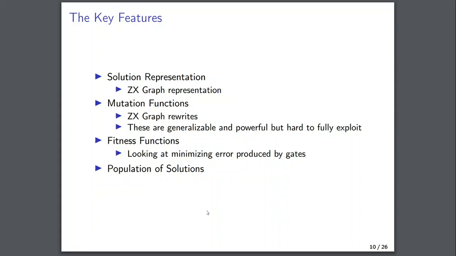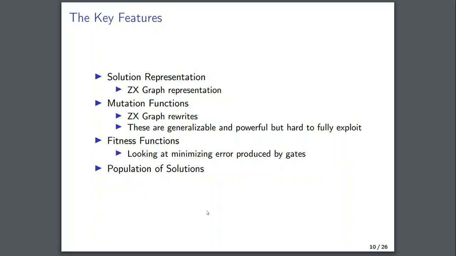So to represent our solution, we use what's called a ZX graph. This is a graph calculus specifically designed to represent quantum circuits. And the reason we took the ZX graph is that the ZX calculus has rewrite rules in the language that can naturally be used to take one graph and turn it into another identically functional graph with a different shape. And that's what we used for our mutation functions.